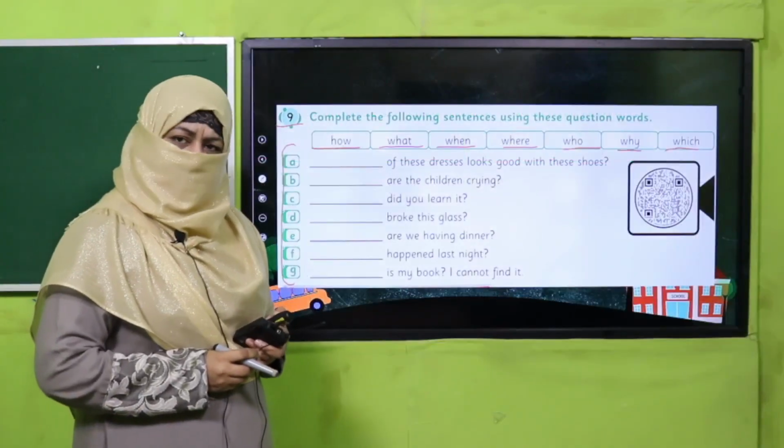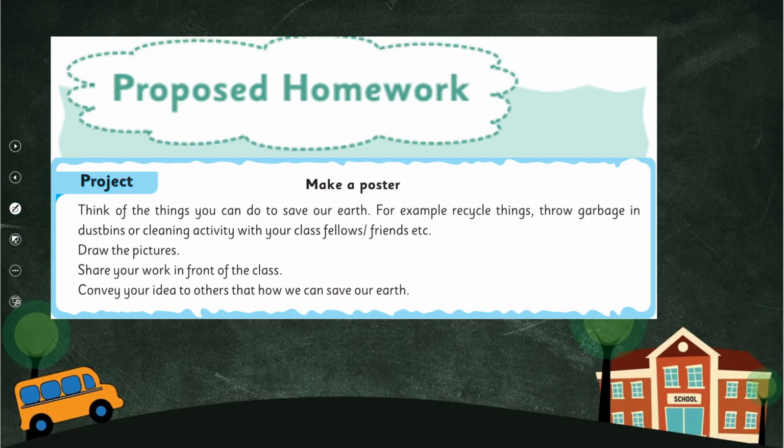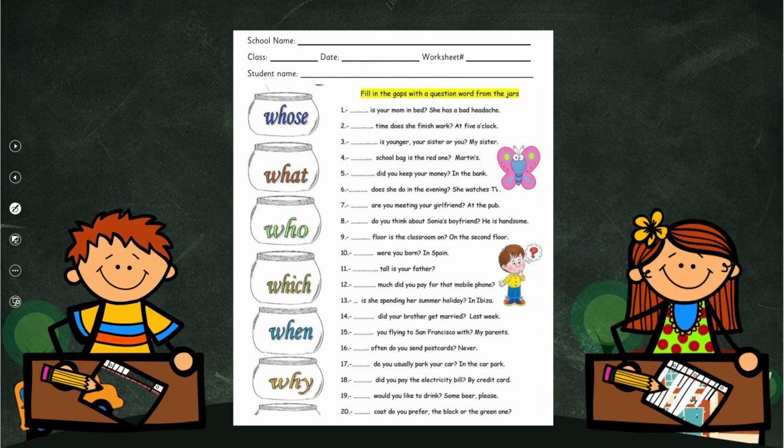Yes, my dear students, are you done with it? Good job. Now it's time for your homework. Here is a project which is given in your book. You will think of things you can do to save Earth and you will make a poster and also convey your idea to others on how we can save our Earth. Okay, so this is a question your poster must answer. And here is a worksheet.